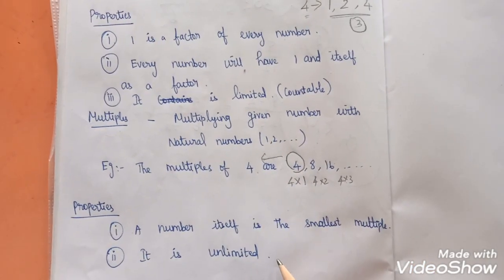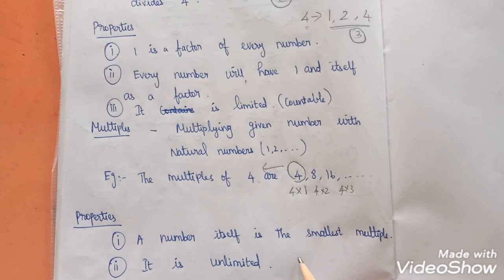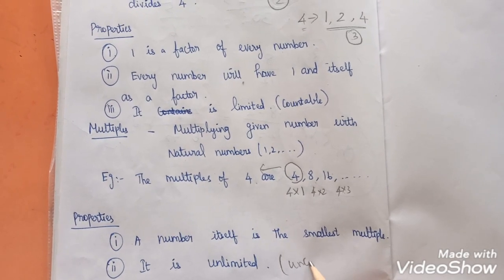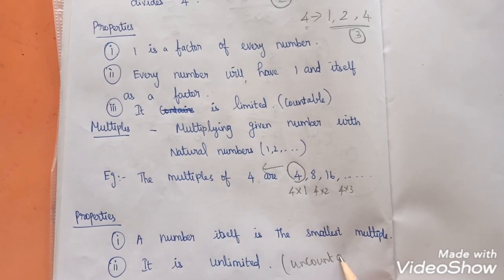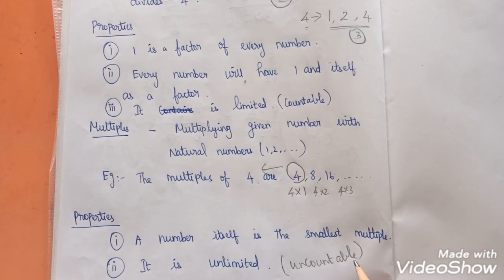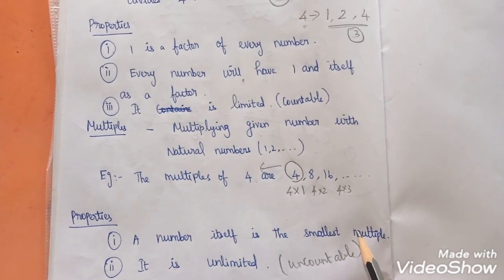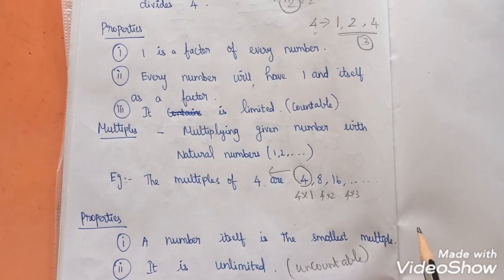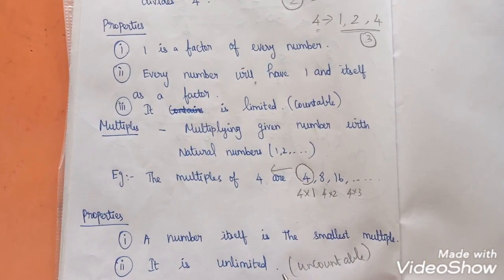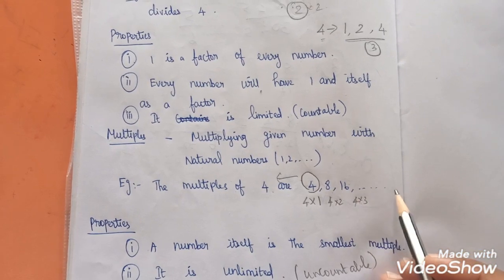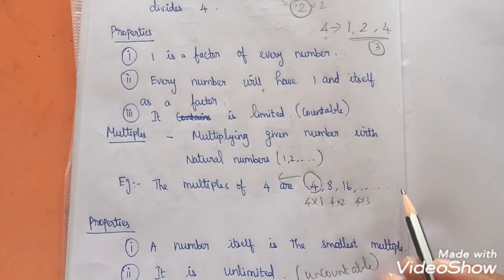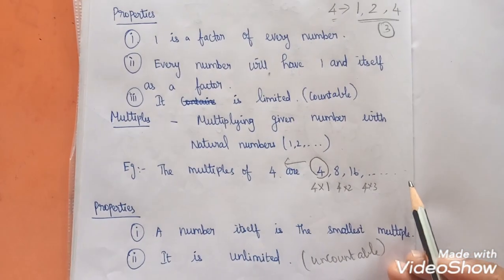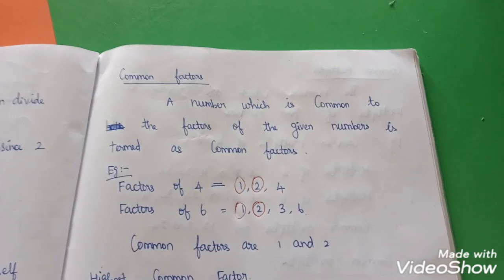The next one, it is unlimited. Unlimited in the sense it is uncountable. You can say uncountable means we cannot count using the natural numbers because it goes on. So we cannot know the end point. That's why it is unlimited. Look here. It is going on. There is no limit at the end point. So that is what the second property represents.